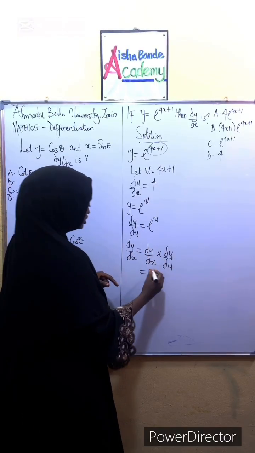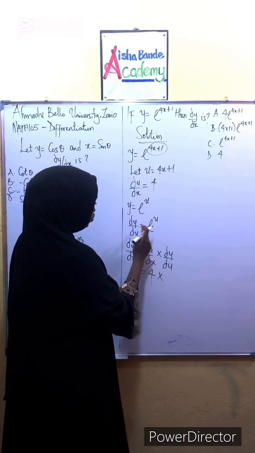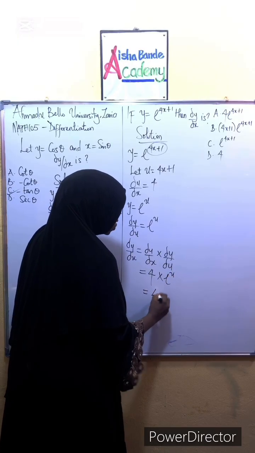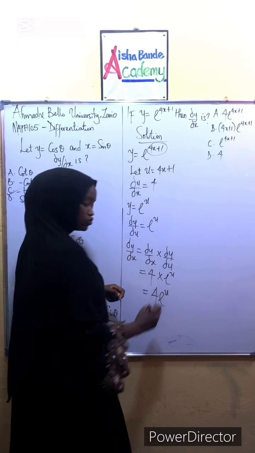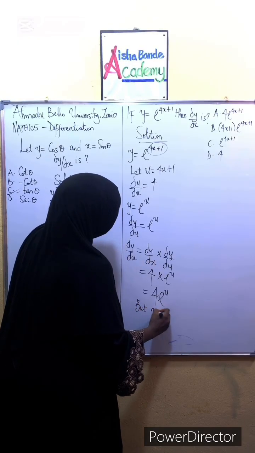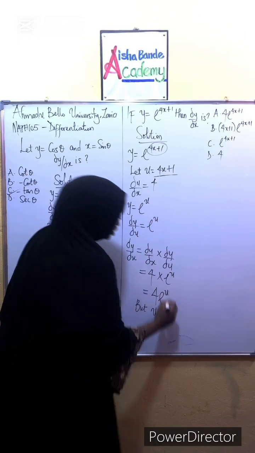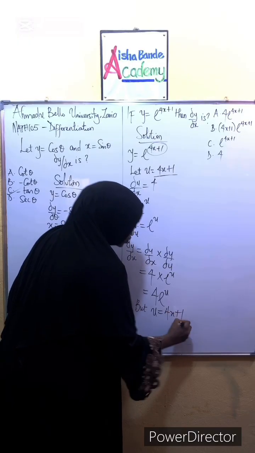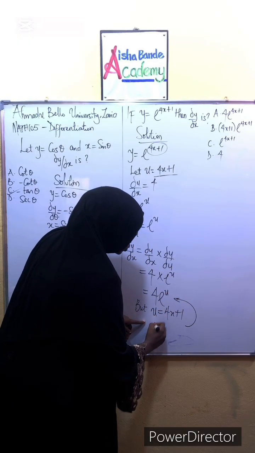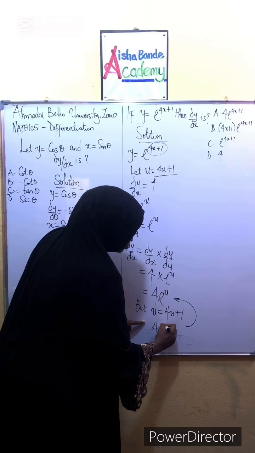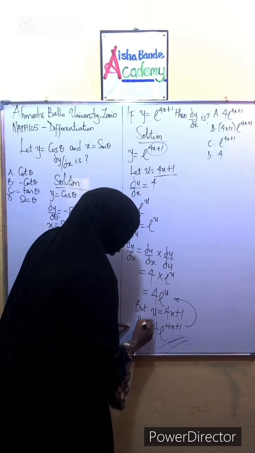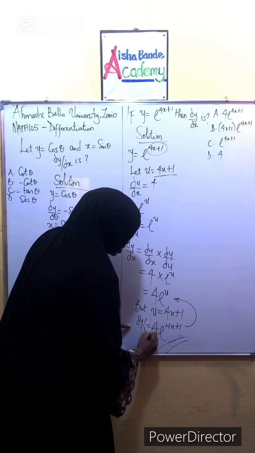So all we need to do is to substitute in the values we have. So du/dx is going to be 4 times dy/du, which is e raised to the power of u. Okay, so this is equal to 4e raised to the power of u. But remember that our u is equal to 4x plus 1. So we substitute it into this final answer. So it's going to be 4e raised to the power of 4x plus 1. So this is the value of dy/dx, and this is our final answer.